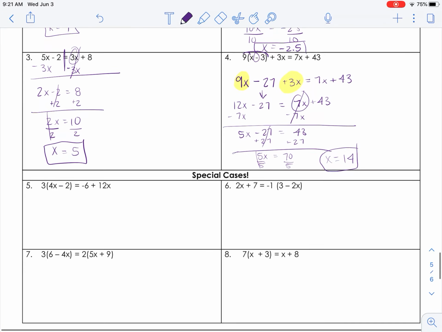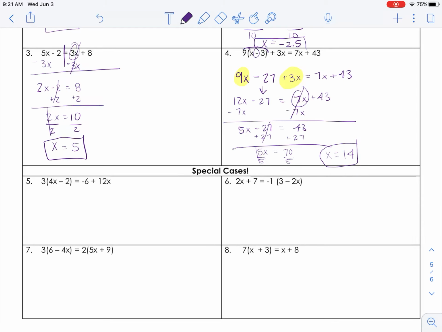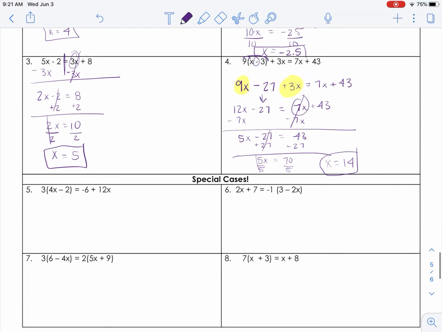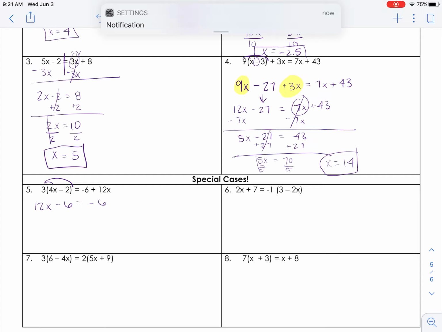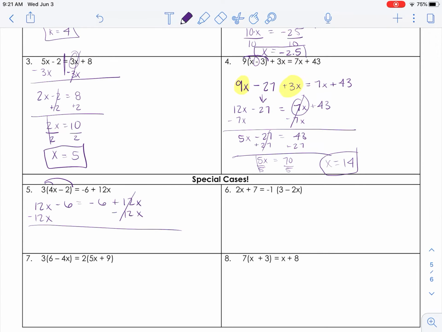Let's look at some special cases really quickly. So let's try number 5. If we distribute here, I'm going to end up with 12x minus 6 equals minus 6 plus 12x. If you look at that, our next step would usually be to move the x value. Well, they're both the same, so if I just pick one here, those are both going to cancel out, and I'm left with negative 6 equals negative 6.